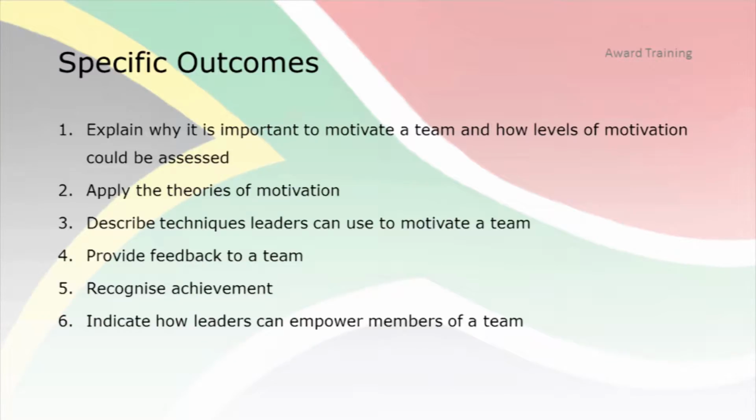I'm going to be your facilitator for the unit standard Motivate a Team number 13947. The specific outcomes of this unit standard are: explain why it is important to motivate a team and how levels of motivation can be assessed. Apply theories of motivation. Describe techniques leaders can use to motivate a team. Provide feedback to your team, recognize achievement, and indicate how leaders can empower members of a team.